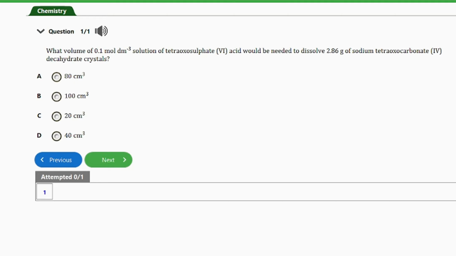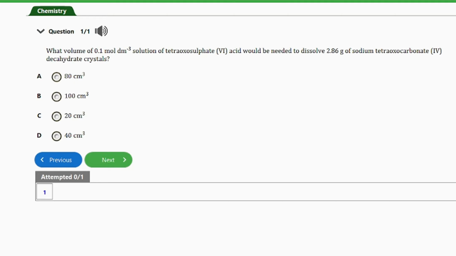So guys, let's quickly go ahead and check out the question we have here. We just have one question here, so let's read the question together. What volume of 0.1 mole per dm cube solution of tetroxosulfate 6 acid will be needed to dissolve 2.86 gram of sodium trioxocarbonate 4 decahydrate? So guys, this is trioxocarbonate 4, not tetroxocarbonate 4. So let's go ahead and do the needful thing.